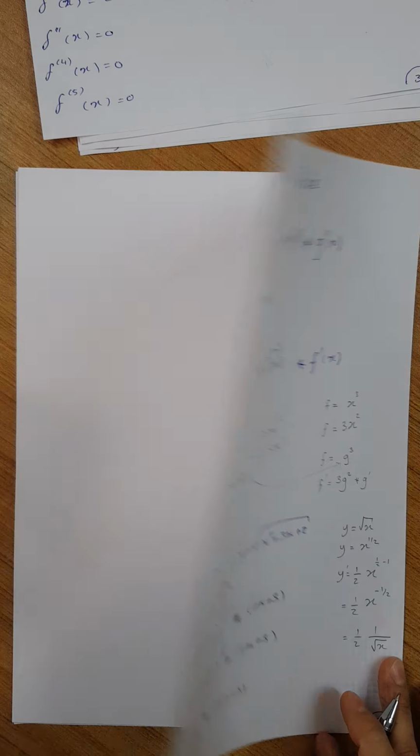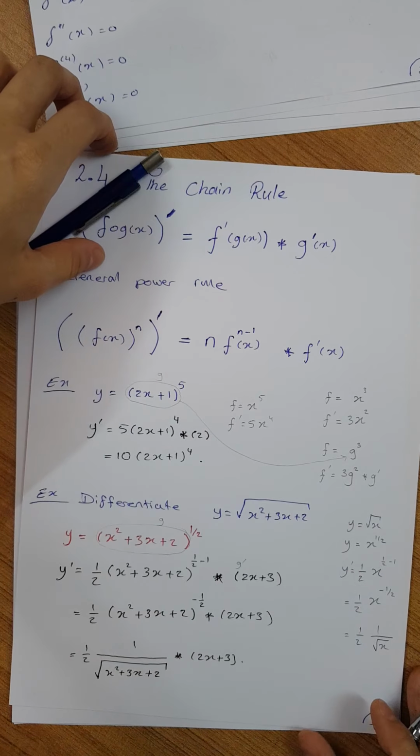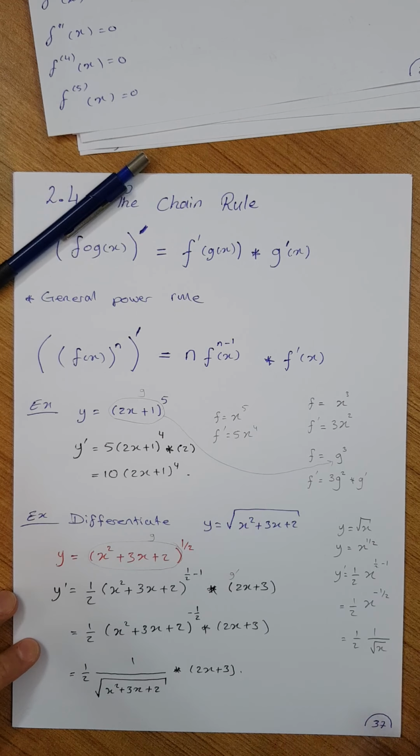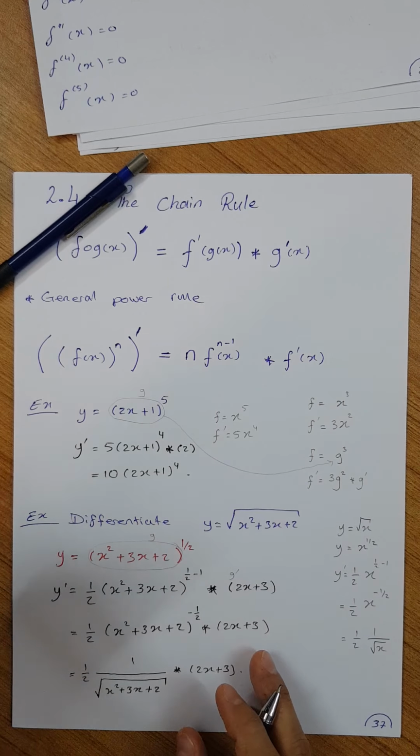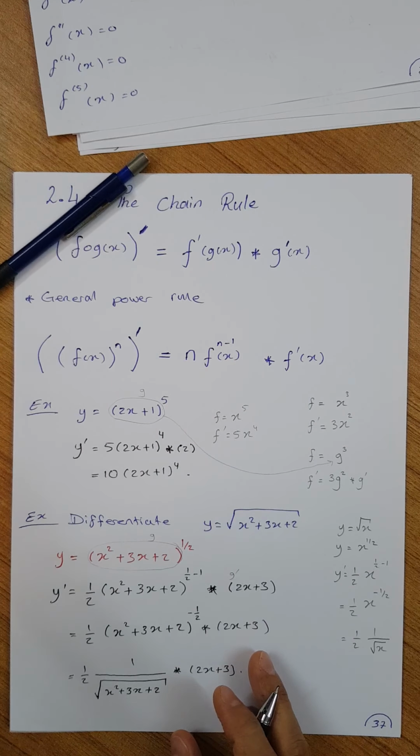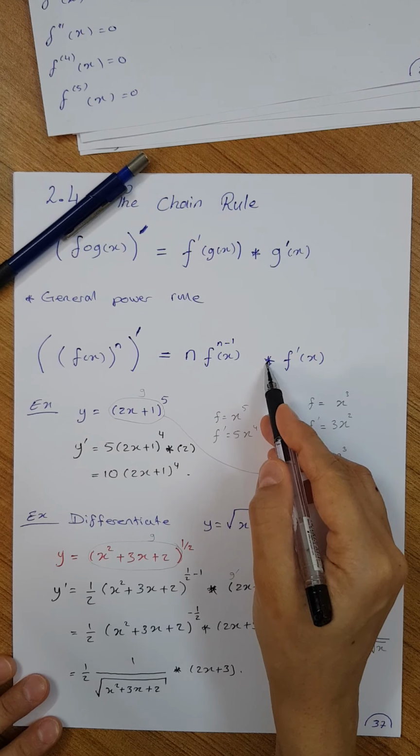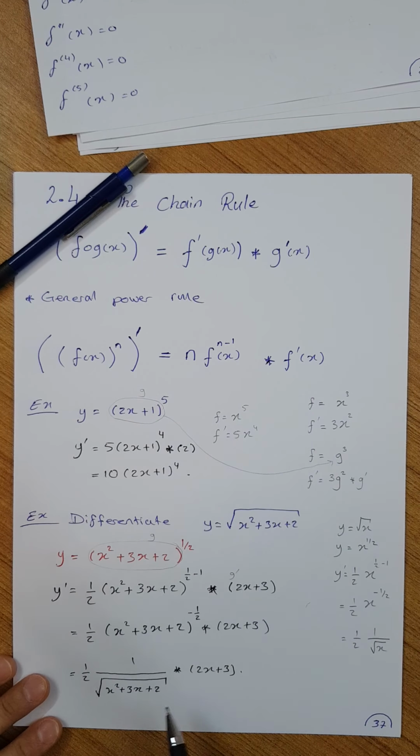If you have got a complicated function, instead of having only x as x to the power of 5 or x to the power of 6, x under the square root, x under the cubic root, we will have instead of x another function to the power of those things. And the only thing that is different here is you have to multiply that derivative with the derivative of inside.